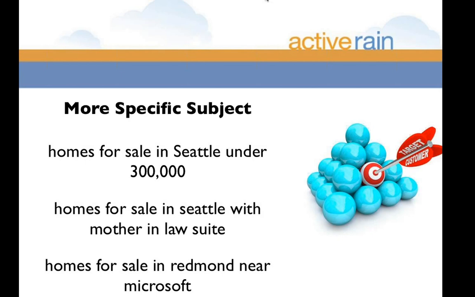Homes for sale in Seattle with a mother-in-law suite. Homes for sale in Redmond near Microsoft, right? So the subject matter is homes for sale near Microsoft. Redmond is still our geography, okay?